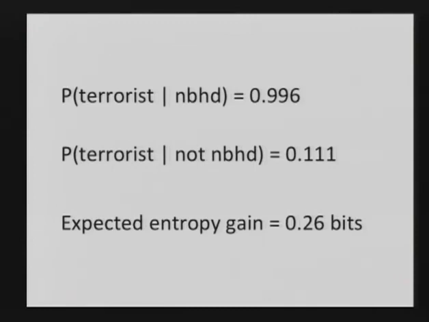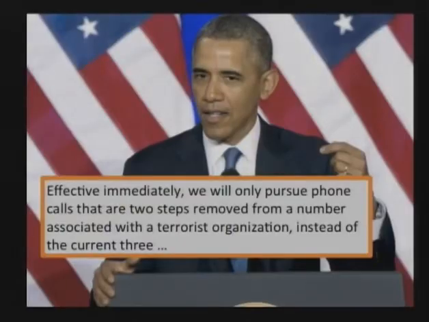So one lesson here is that if we want to use contact chaining, it pays to keep the neighborhood small in order to reduce the number of false positives. And look what the president said in his speech: "Effective immediately, we will only pursue phone calls that are up to 2 steps removed from a number associated with a terrorist organization instead of the current 3." Now this followed reporting that the NSA preferred to do 2-hop analysis anyway, but now we have an idea as to why that might be.